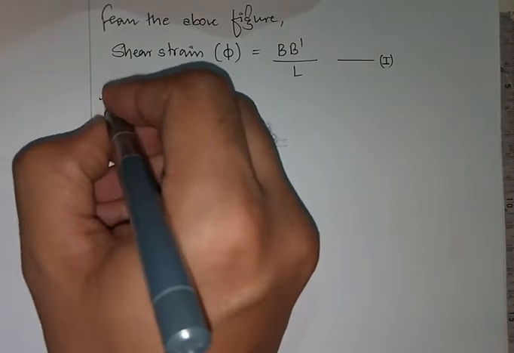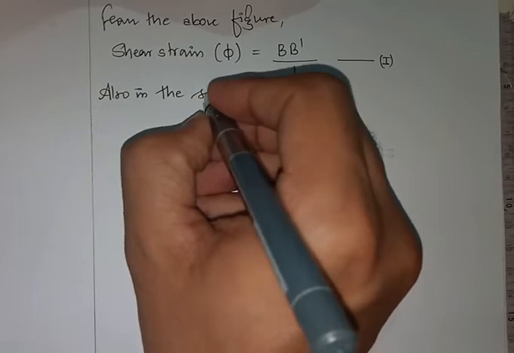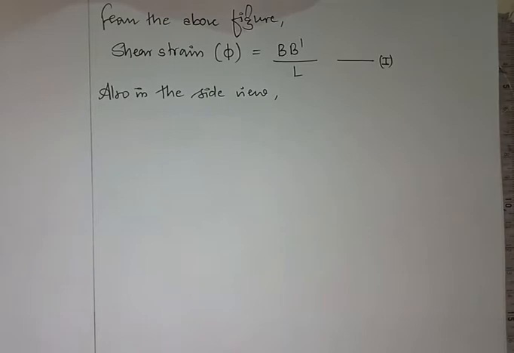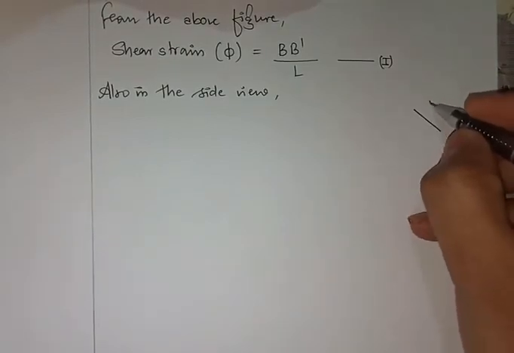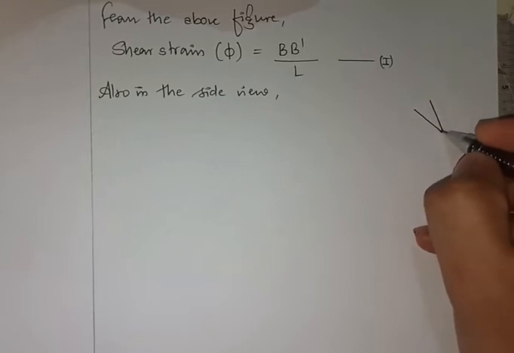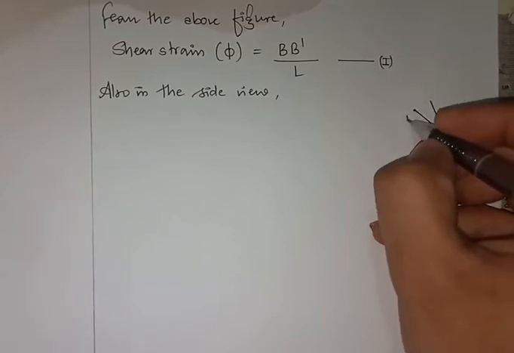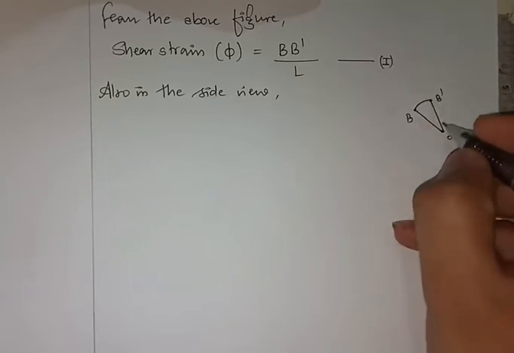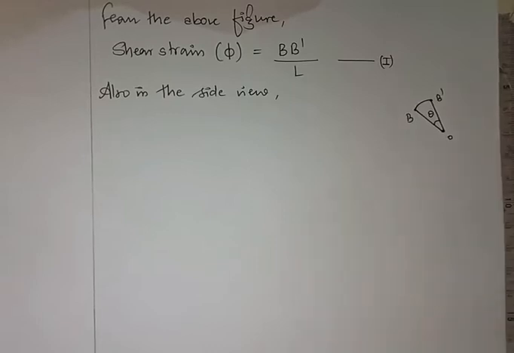Also in the side view, okay, what we are having in the side view, I'll just draw it here. There is something of this sort. Here you are having the center O. So let us say it is B. This is B dash. These two have been connected and this angle is theta. So this is the segment which I am going to concentrate on the side view.